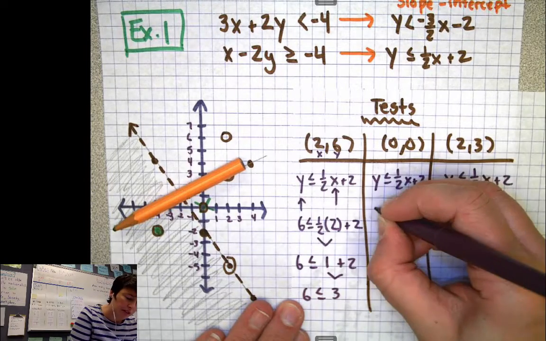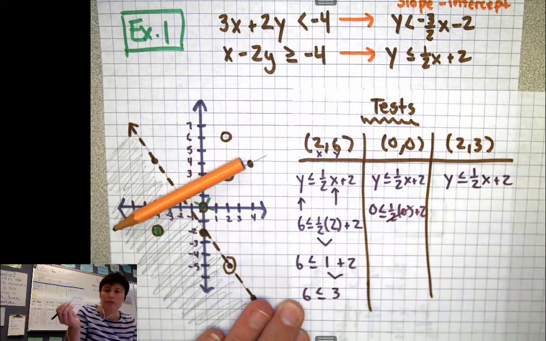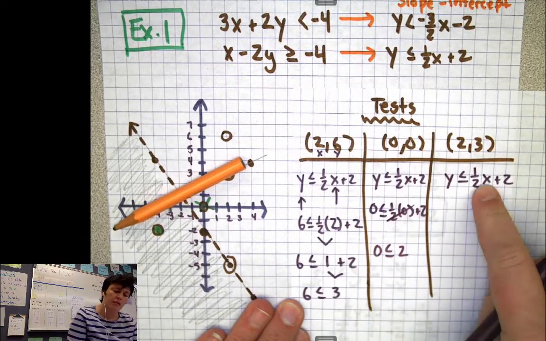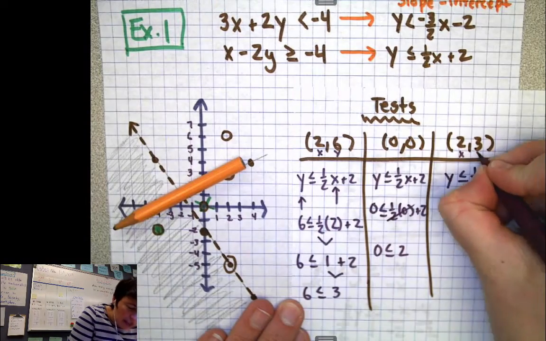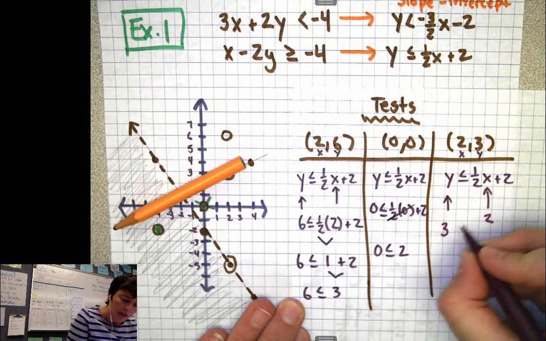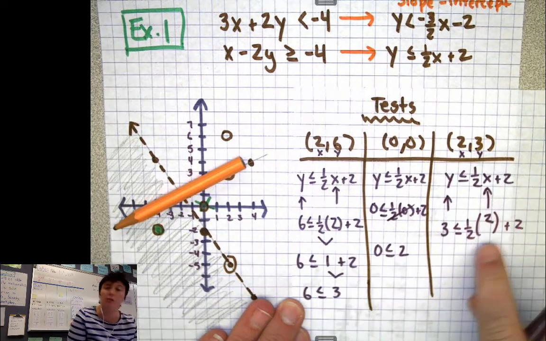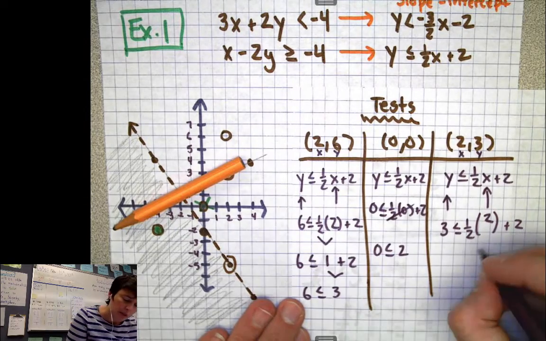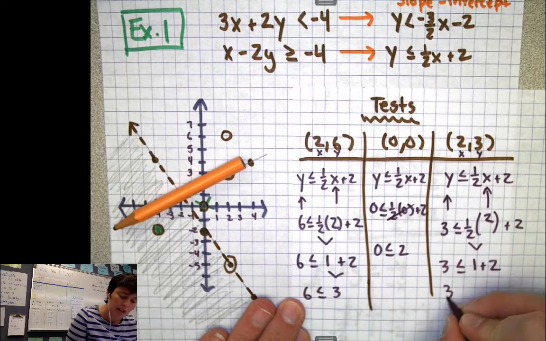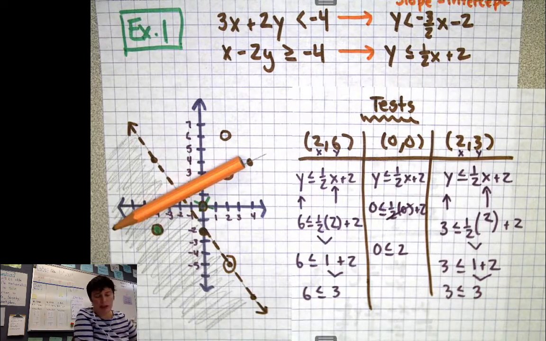Over here, I'm going to do 0, 0 real fast. 1/2 times 0 plus 2. Well, 1/2 times 0 is just 0, plus 2. So 0 is less than or equal to 2. And then for this one, I'll be doing x is 2 and y is 3. So here's the 3, here's the 2. I'm going to have 3 is less than or equal to 1/2 times 2 plus 2. It's a little weird how I wrote that. Half of 2 is 1, so 1 plus 2 is what I have. So 3 is less than or equal to 1 plus 2, which is 3. There we go. Coolness. Okay, so which ones pass, which ones fail?